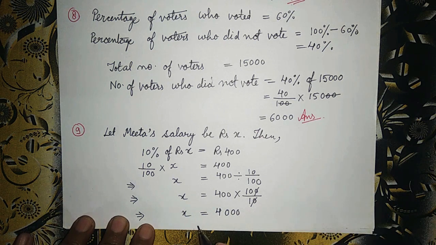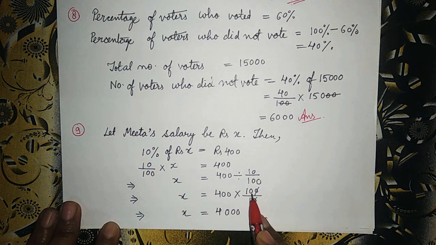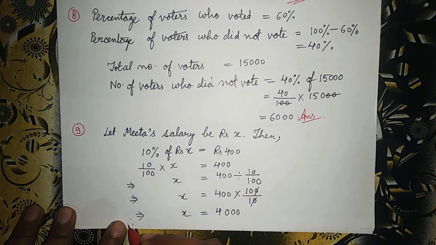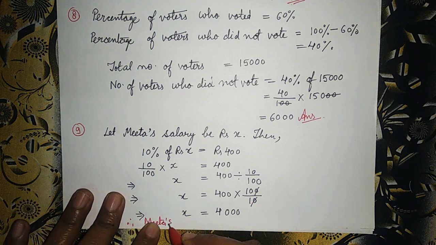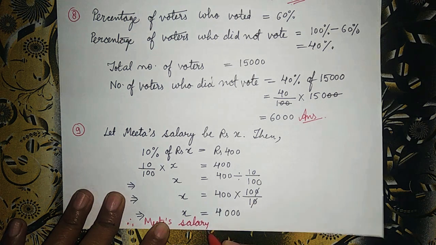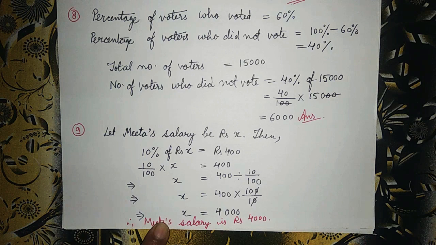Okay, so here what is Meeta's salary? There Meeta's salary is rupees 4,000. Okay, here 400 into 10 we will multiply, 4,000 will come, and this is her salary. So here you will write, therefore Meeta's salary is rupees 4,000. Okay. Now see the next question.